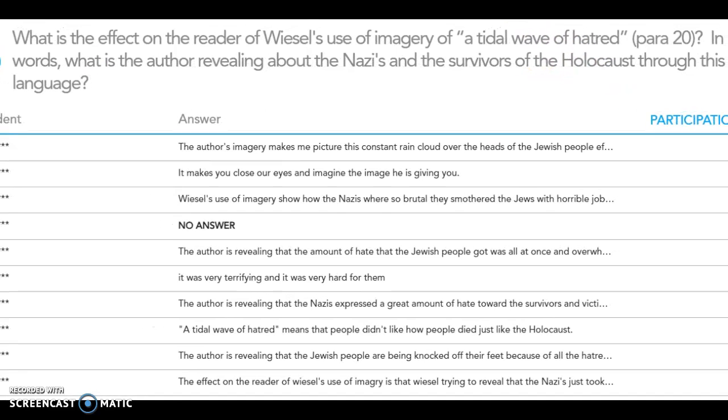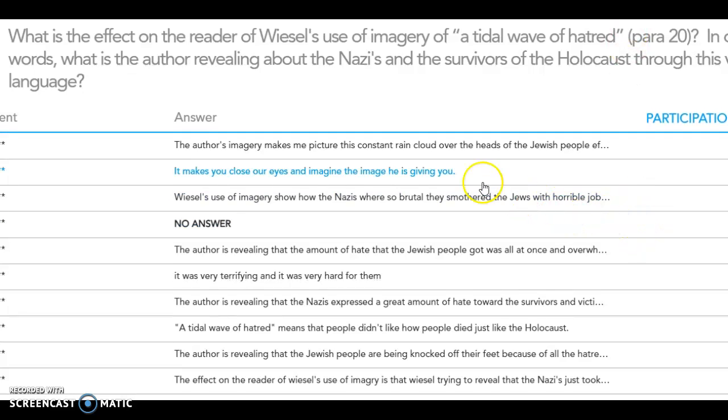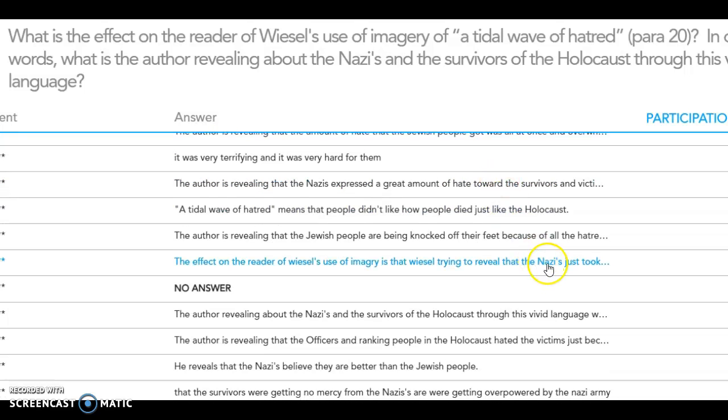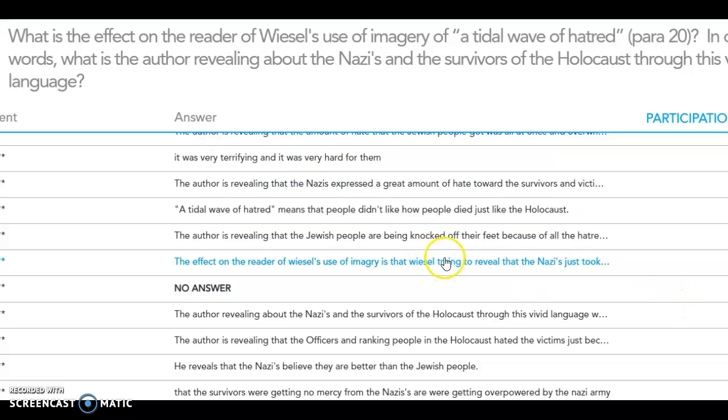After you're able to identify the imagery of the tidal wave of hatred, I asked you to answer the second question, which is, what is the impact on the reader? So what was the author revealing about the Nazis and survivors of the Holocaust through this vivid language? And so one person said the author is revealing the amount of hate the Jewish people got was all at once and overwhelming. Beautiful description. So the hatred during the Holocaust was overwhelming. This person said Wiesel was trying to reveal that Nazis just took their hatred on the Jews during the Holocaust. Good. So you're understanding the impact of that.